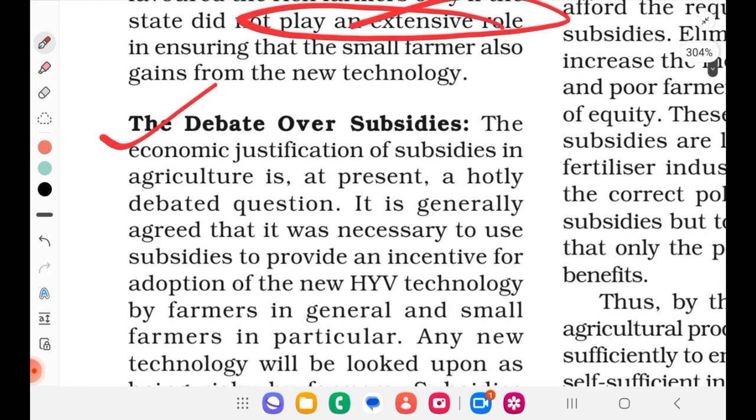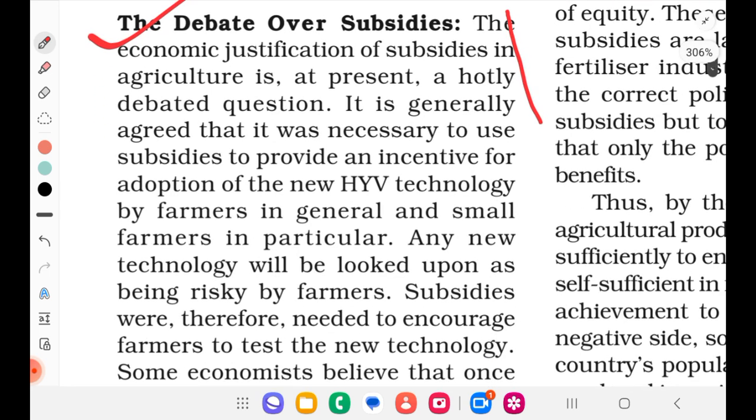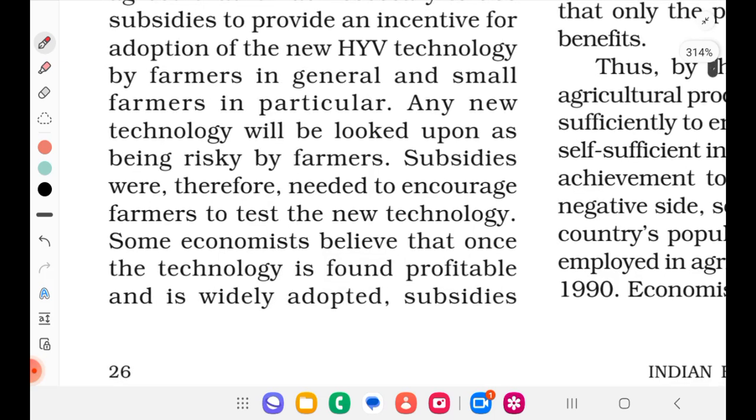The debate over subsidies. The economic justification of subsidies in agriculture is, at present, a hotly debated question. It is generally agreed that it was necessary to use subsidies to provide an incentive for adoption of new HYV technology by farmers in general and small farmers in particular. Any new technology will be looked upon as being risky by farmers. Subsidies were therefore needed to encourage farmers to test the new technology.